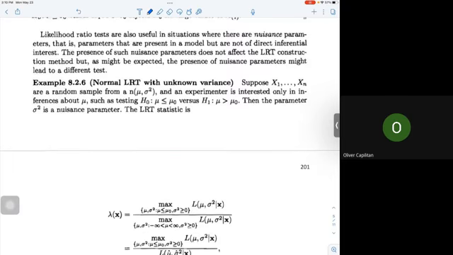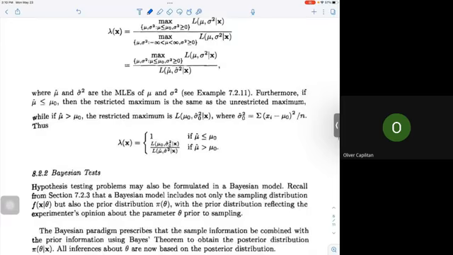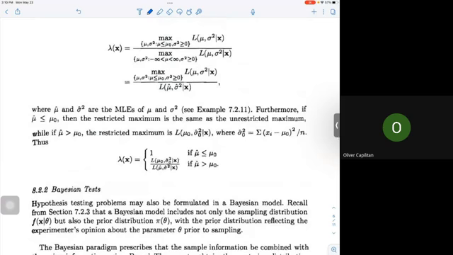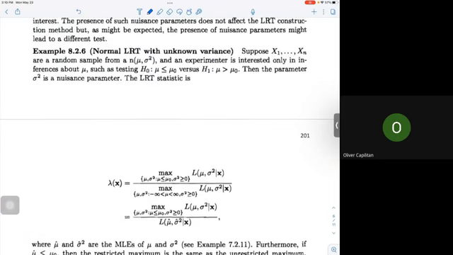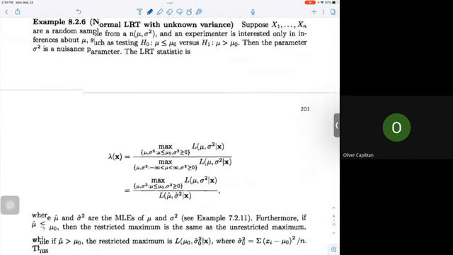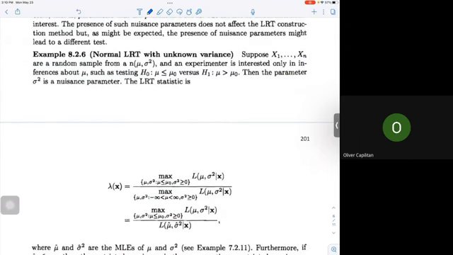Tapusin na lang natin itong example na to, then bukas na lang itong Bayesian test. So example, konti lang naman itong solution na to. Example 8.2.6, normal likelihood ratio test with unknown variance. So nuisance parameter itong variance kasi we are estimating our parameter mu, the mean. Hindi naman tayo nag-estimate ng variance, kundi yung mean.